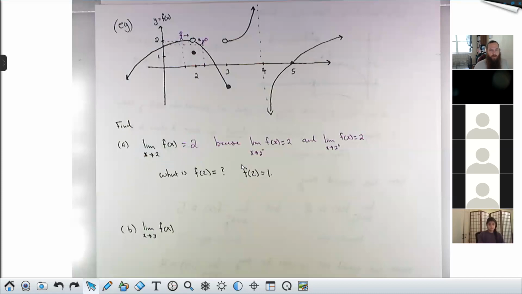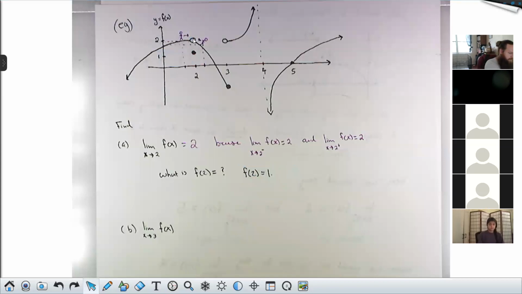Okay, well, remember f of 2 is the y value on the graph of f of x when the x coordinate is exactly equal to 2. And because I have an open hole here, it's not this y value. There is no point on the graph right here. The actual point on the graph is down here at y value 1. So f of 2 itself is equal to 1, which is different than the value of the limit.